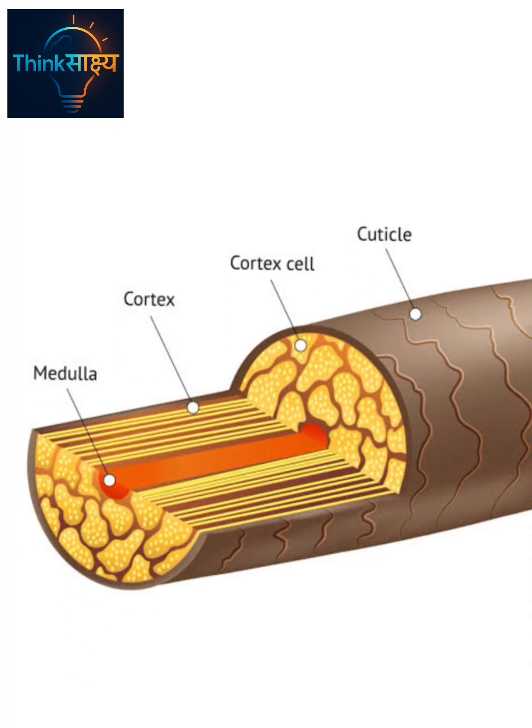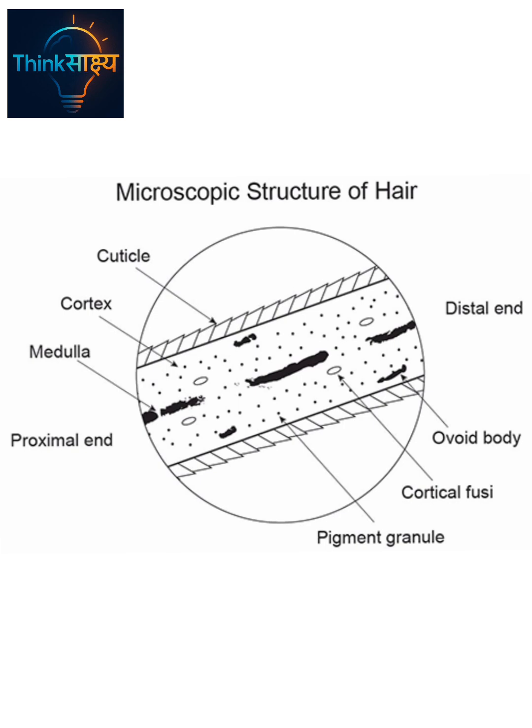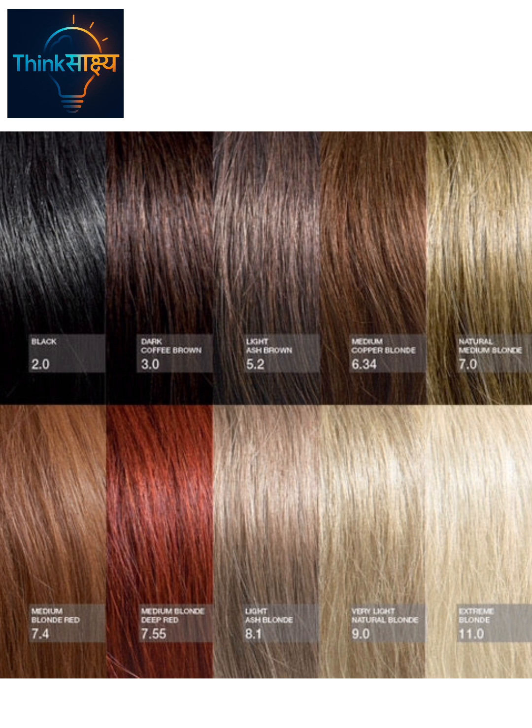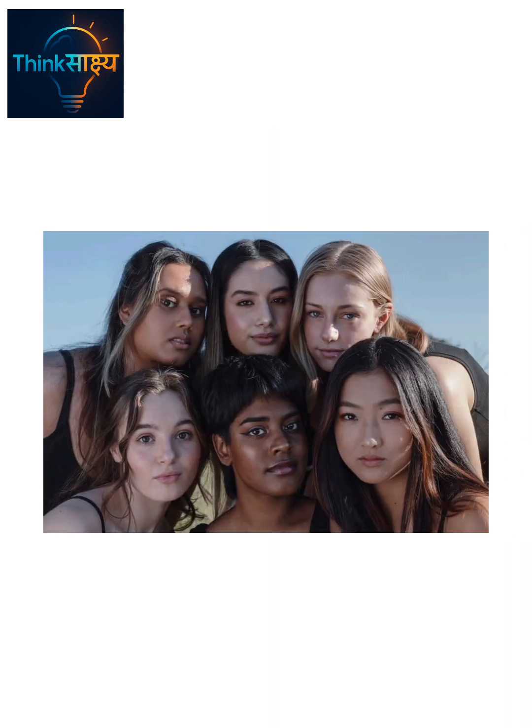Second is cortex, the middle layer. This is the thickest part of the hair. It contains melanin, the pigment that gives color to the hair. It also holds cortical fusi, ovoid bodies and pigment granules. Most forensic characteristics like color, medullary structure and dye presence are studied here. The cortex tells us about race, treatments and hair color.